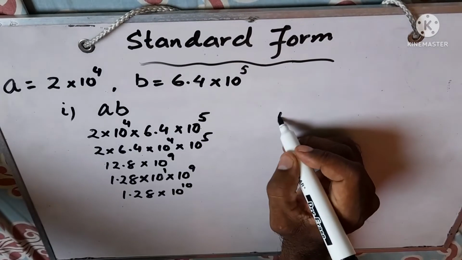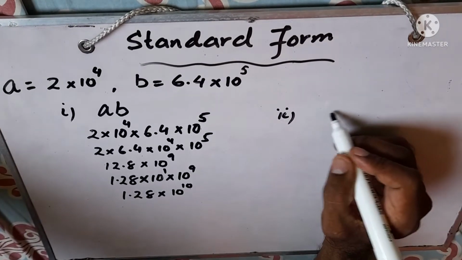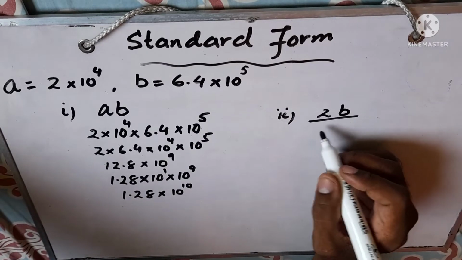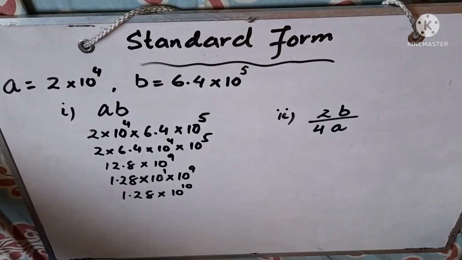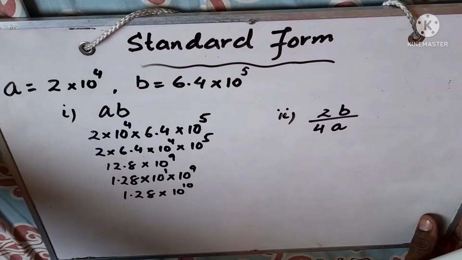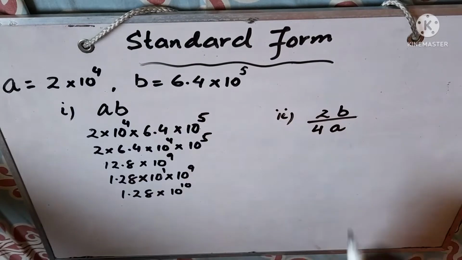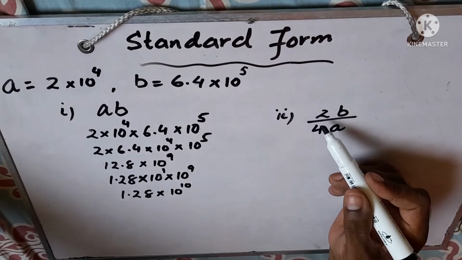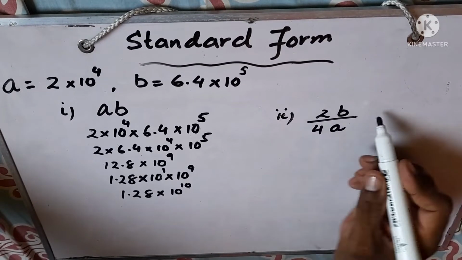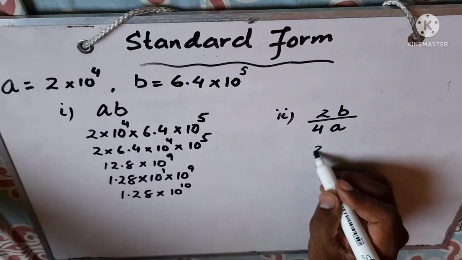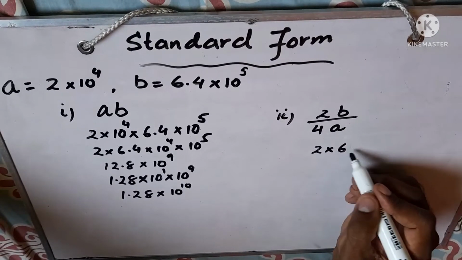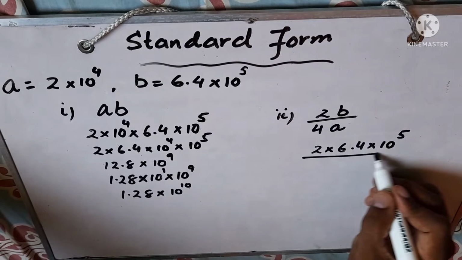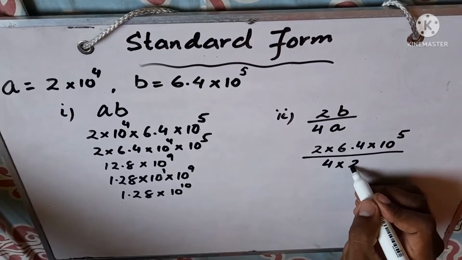Let's suppose I have 2B divided by 4A. If I have this and I need to divide two numbers given in standard form, and plus I have to multiply the numbers with a fixed number, like my numerator with 2, my denominator with 4. So let me just replace my B and A. So 2 is already given. My B value is 6.4 times 10 to the power 5, divided by 4 multiplied by 2 times 10 to the power 4.